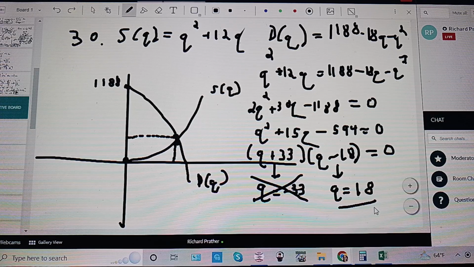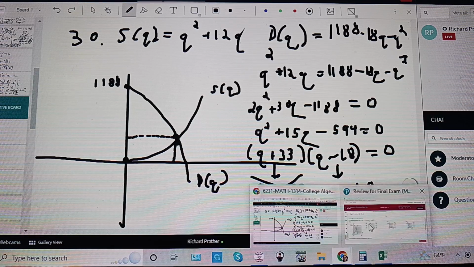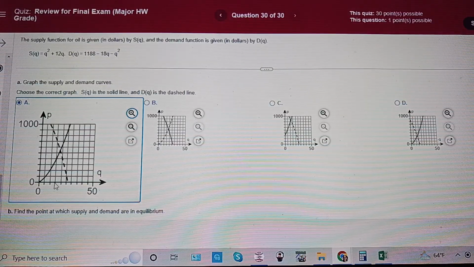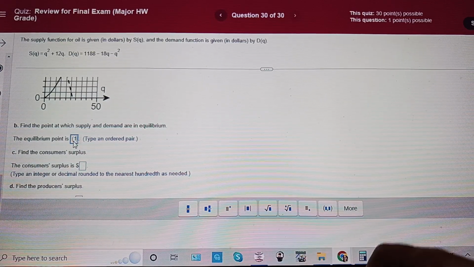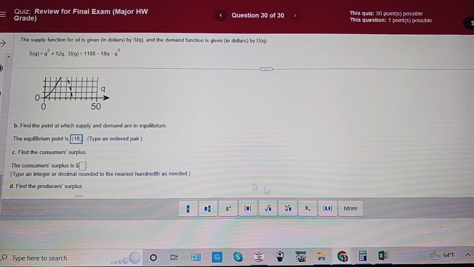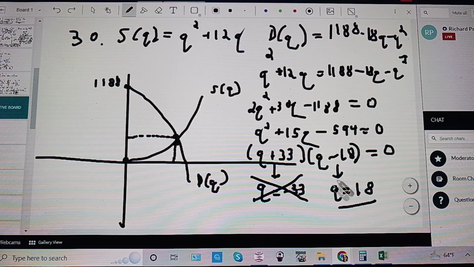And there's the 18 from the graph. The only x value that matters is 18. These two lines would cross each other again over here on this side of the graph at negative 33, but we just don't care about that. So 18 is the x-coordinate of the point of equilibrium, which I got right here.